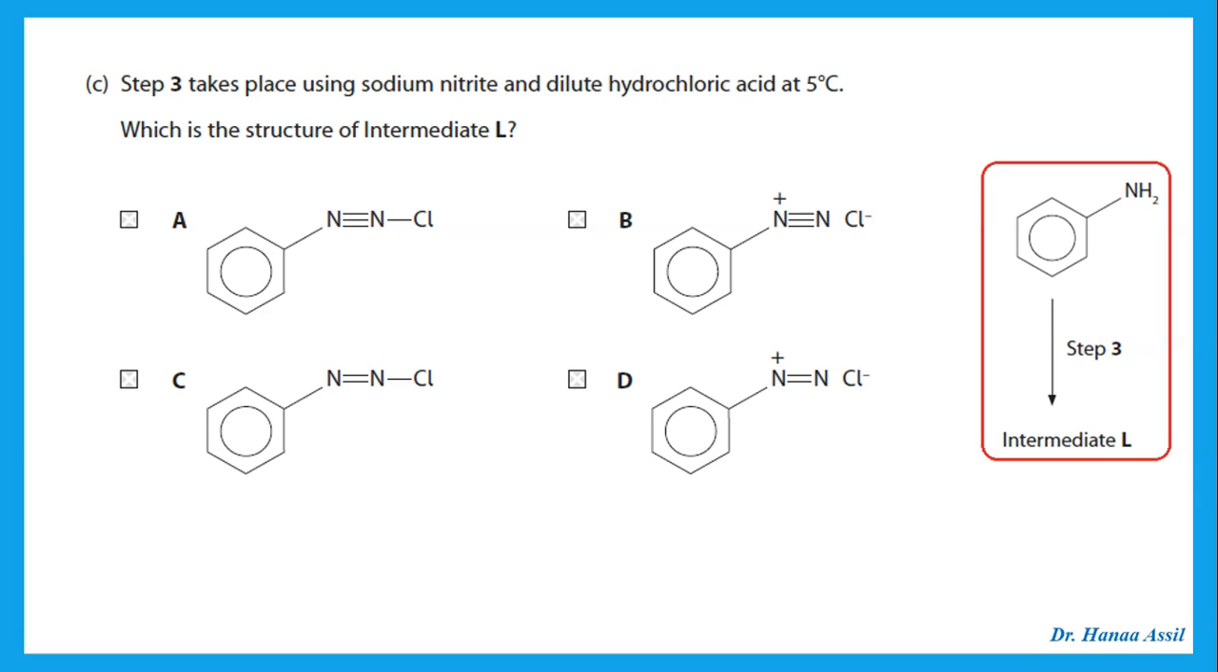Step 3, which is shown here, takes place using sodium nitrite and dilute hydrochloric acid at 5 degrees Celsius. Remember, sodium nitrite and dilute hydrochloric acid at 5 degrees Celsius change the amino group into the diazonium salt. So what does the diazonium salt look like? We said this is N triple bond N, and the positive charge is on the nitrogen in the middle that has 4 bonds attached to it.